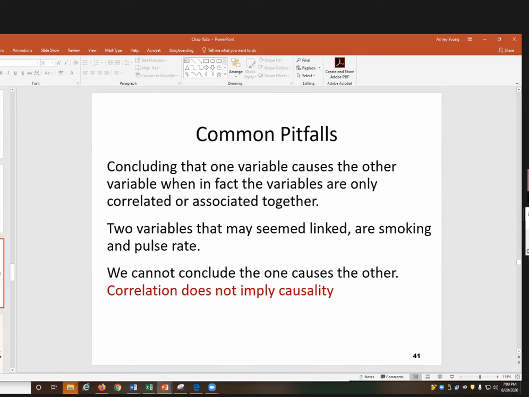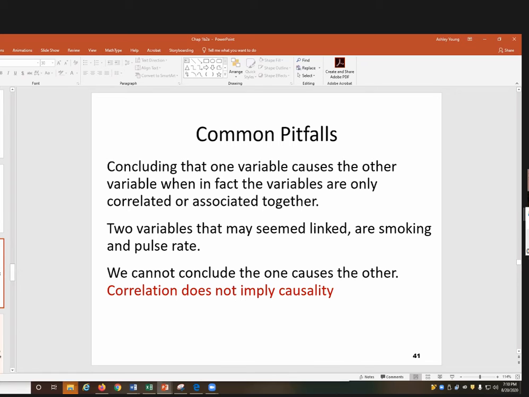You can instead say, just because two things are related does not mean one causes the other. Or you could also say, without an experiment, you don't know which one causes which. In other words, correlation, two things that are linked, you can observe them being linked. You can't say which one causes which. The only way you can do that is if you do an experiment. So smoking and pulse rate, you can't say that smoking causes a higher pulse rate.